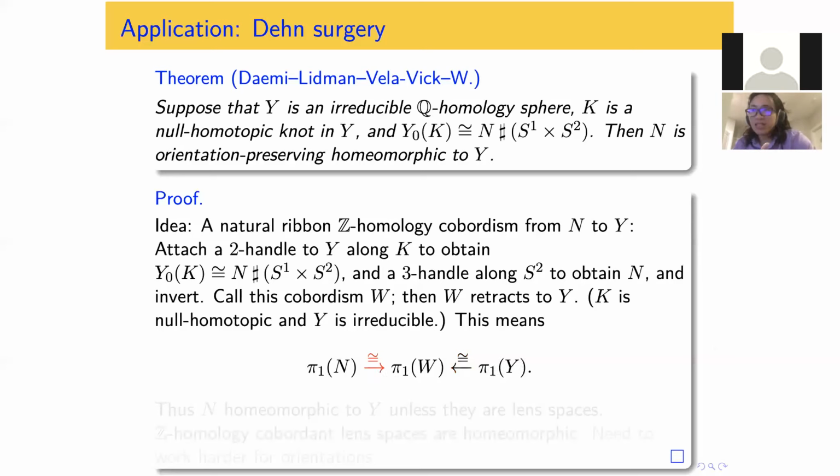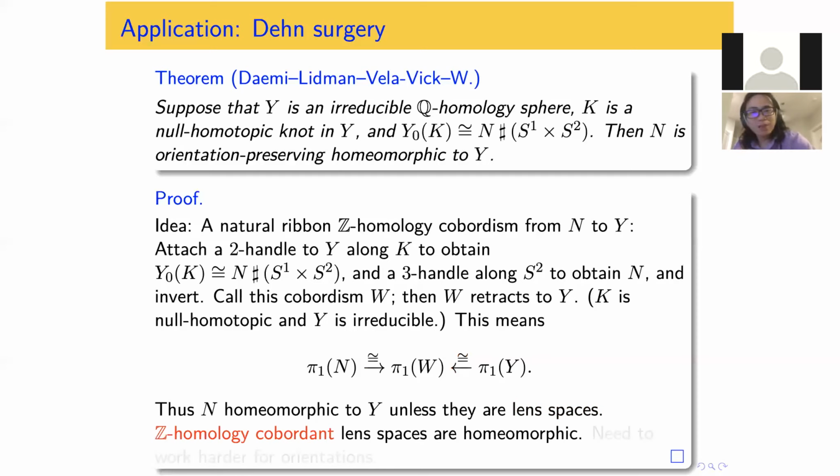And so you see that the first map is also an isomorphism, which means that pi 1 of N and pi 1 of Y are isomorphic. That's almost done, right? We're almost done. So N is homeomorphic to Y. If 2 3-manifolds have the same fundamental groups, then they are homeomorphic unless they're lens spaces. But that's okay too for lens spaces, because recall that N and Y are Z homology cobordant, and Z homology cobordant lens spaces are homeomorphic.